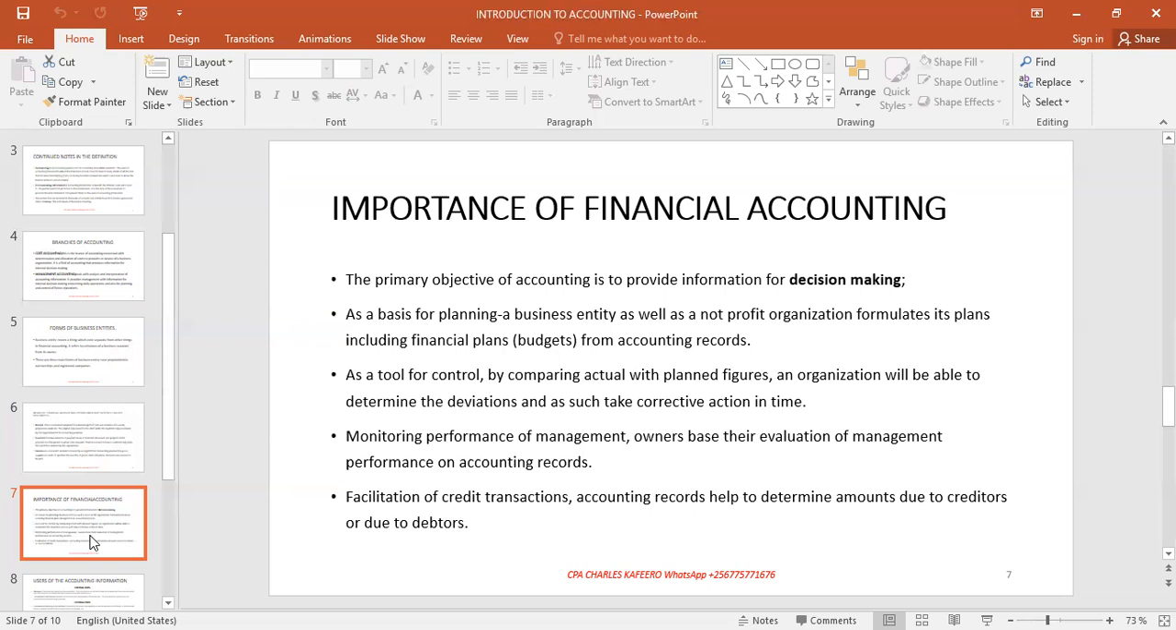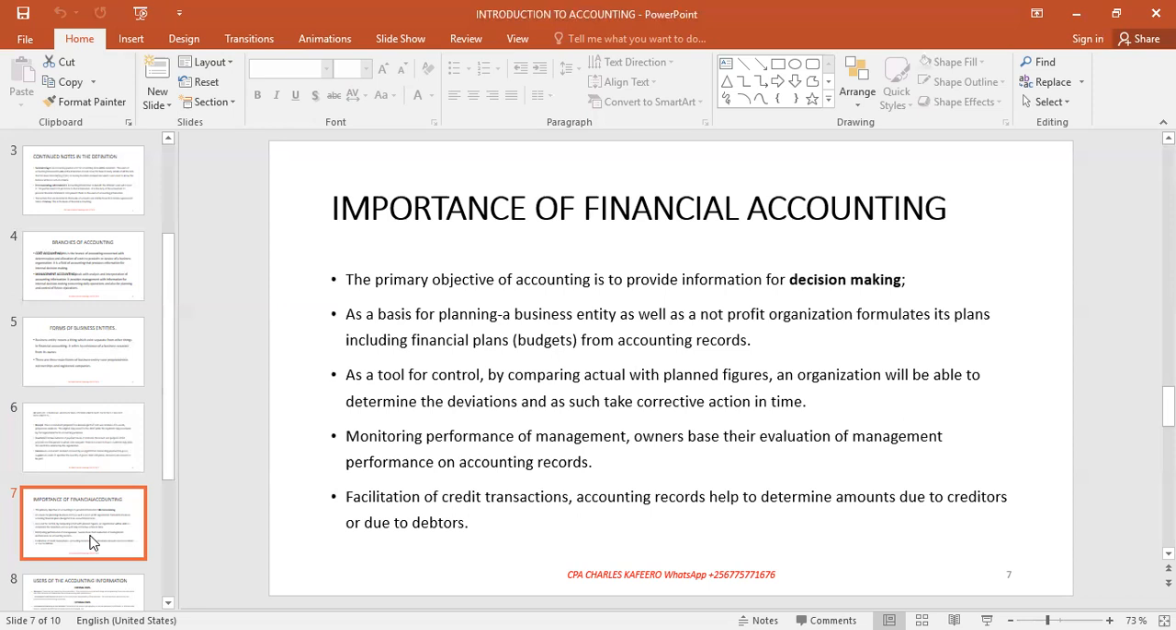Then the other thing is monitoring performance. When you prepare those financial statements, we expect to know how the company performed in the full financial year, because owners base on that for the evaluation of the managers or the management. They can just base on that information. When they know that the company is not making profit, it is these managers who are not doing their job. If they are not making profit, then the job security of those managers is also at risk.